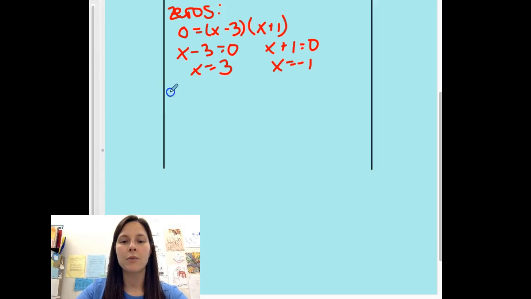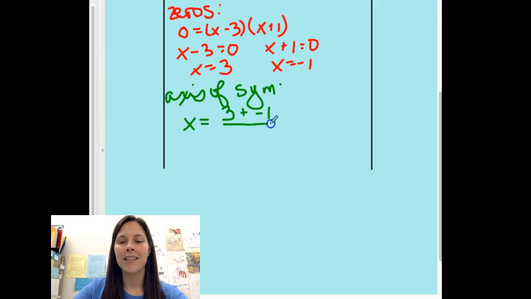Once we have the zeros, we find the axis of symmetry. To do that, remember it's an x equals equation. You take those two x values that you just found, add them together and divide by 2. Essentially, you're taking the average of your zeros, or the average of those x-intercepts. 3 plus -1 is 2, divided by 2 is 1. So our axis of symmetry is the equation x equals 1.